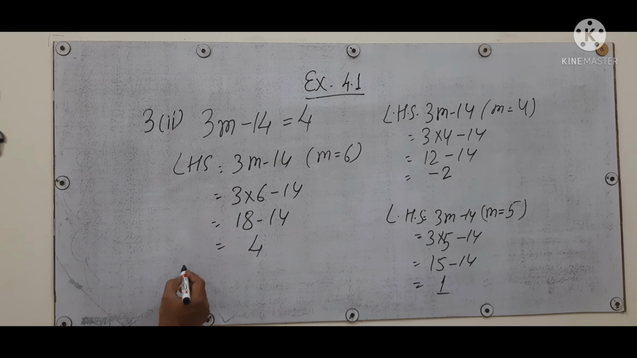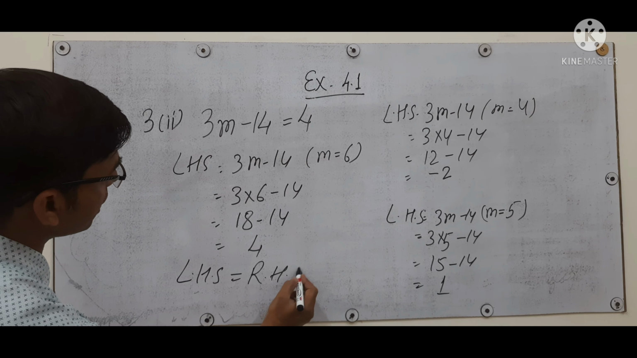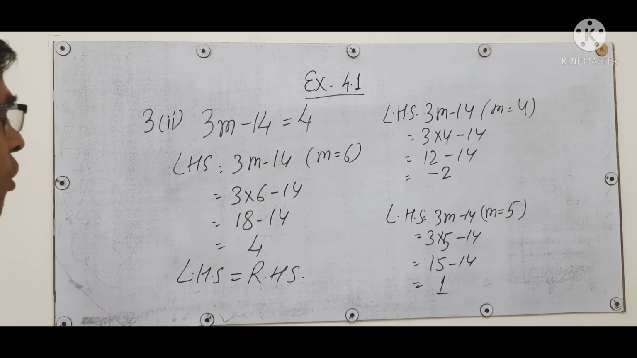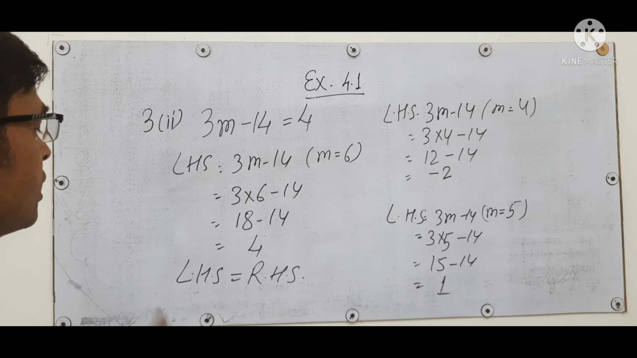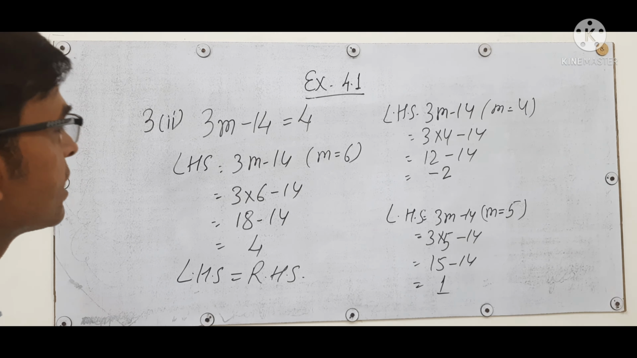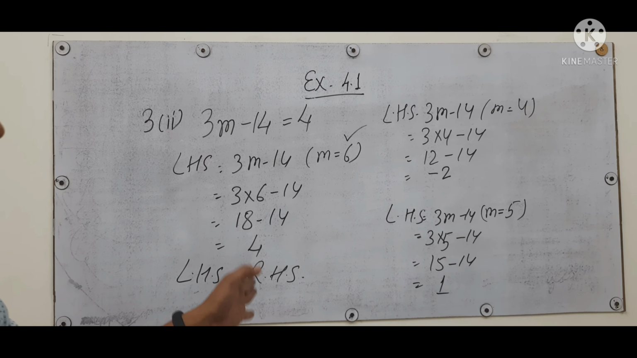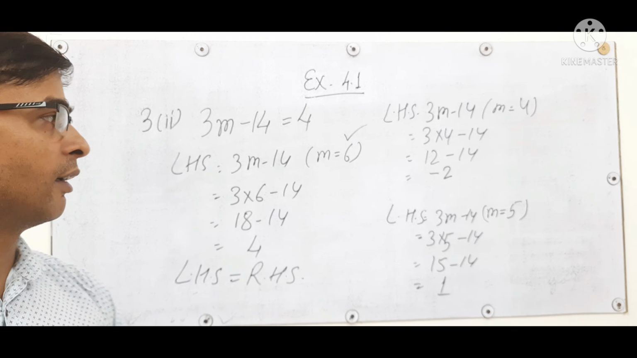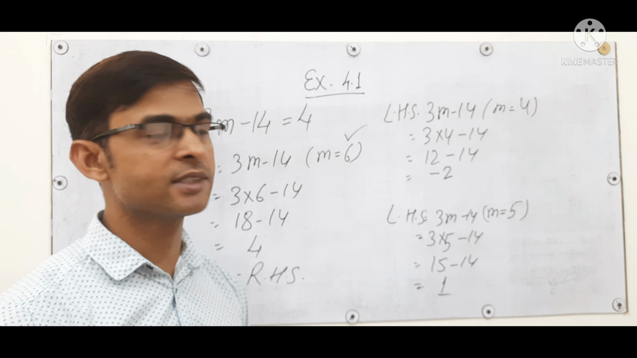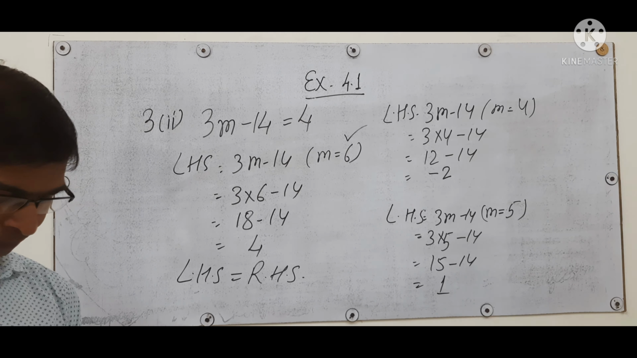Now we find that the left hand side is equal to the right hand side. Here 4 comes, and the right hand side is also given as 4, that is, the left hand side is equal to the right hand side when the value of m is 6. So this is the hit and trial method. In this method we simply put values from 0 onwards until the numbers come out the same. Okay, so you can just note it from here.